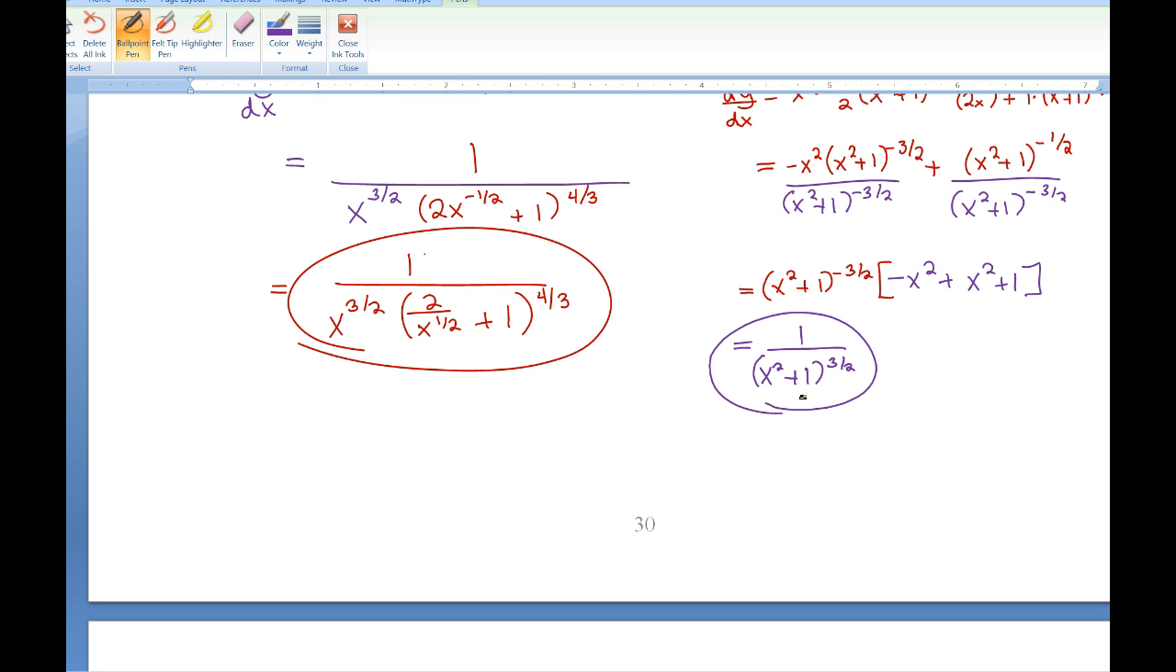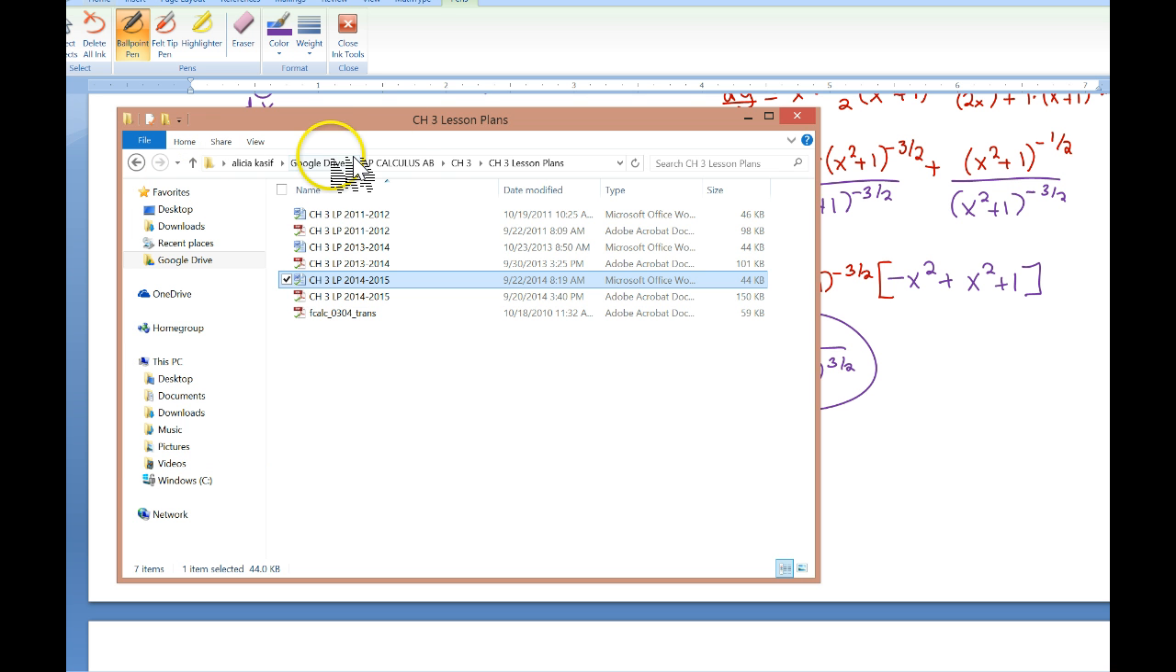Okay. Questions? So are we starting to understand a little bit better when we factor out that negative rational exponent? Yeah. Okay. Now, let's look at the homework.